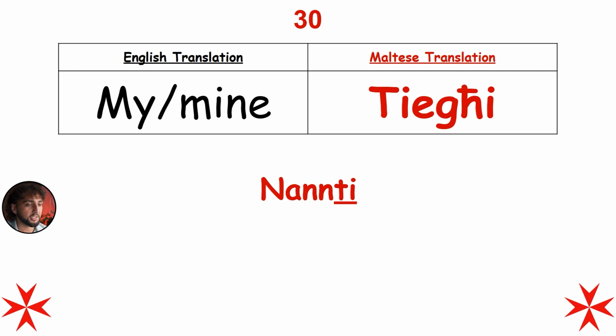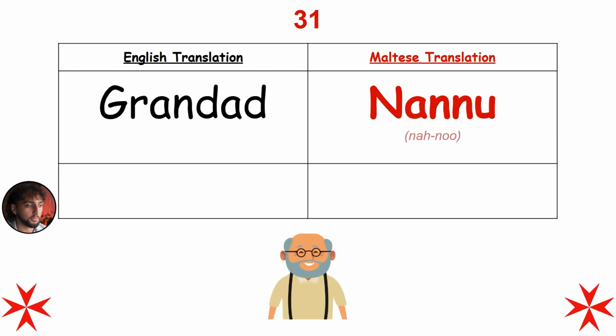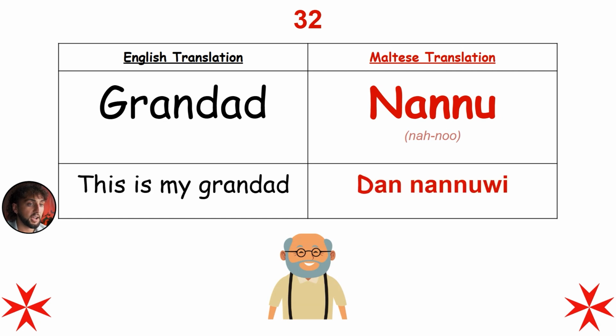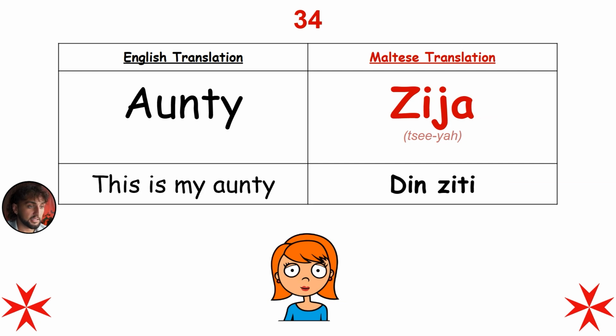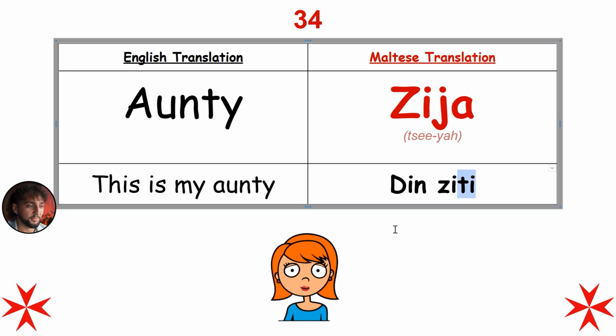Okay, on to the next one. Nannu. Granddad. Dan nannui. Tia, meaning auntie. Din tiati. This is my auntie. Did you recognize the t marbuta with this one right here?